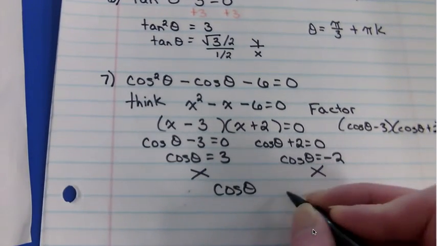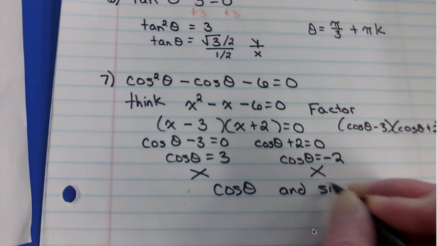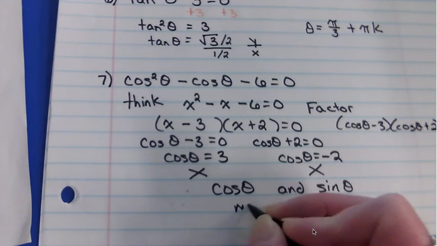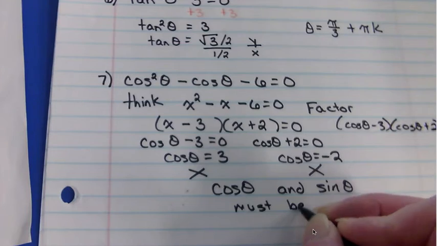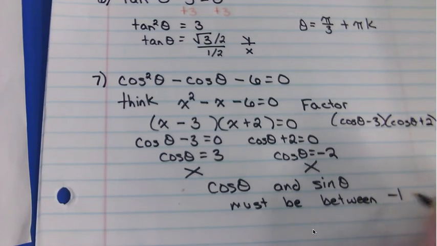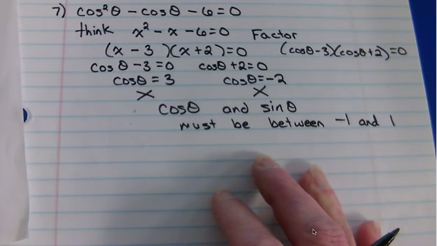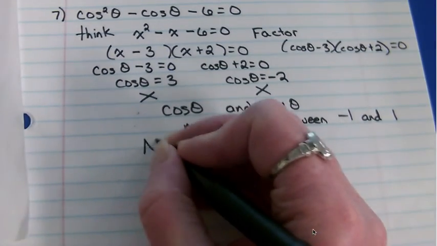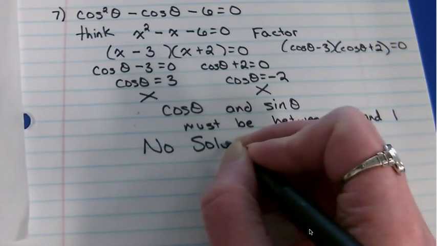Cosine and sine must be between -1 and 1. They can't be bigger than 1 or less than -1. So this one has no solution.